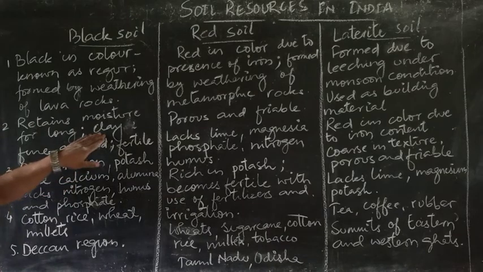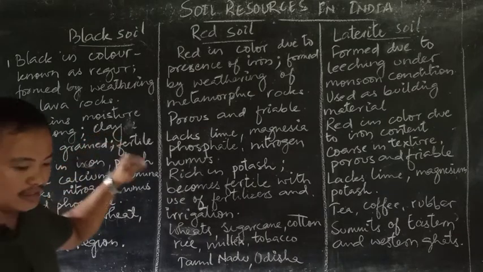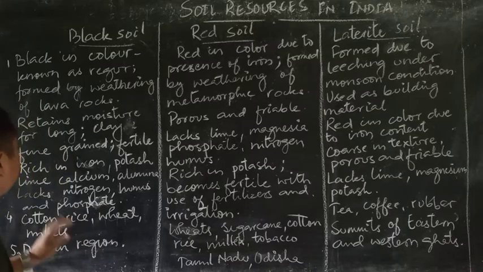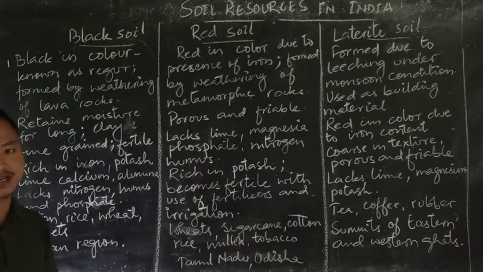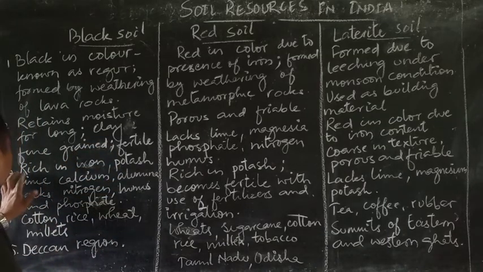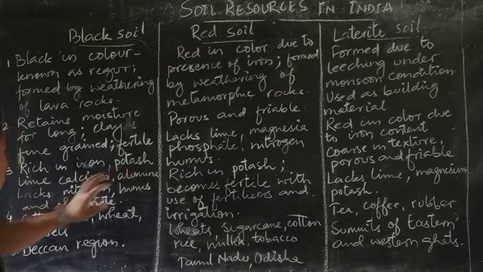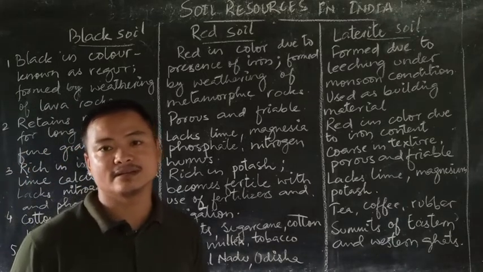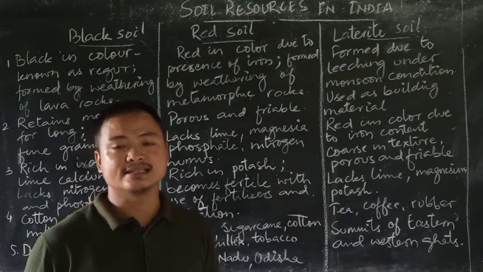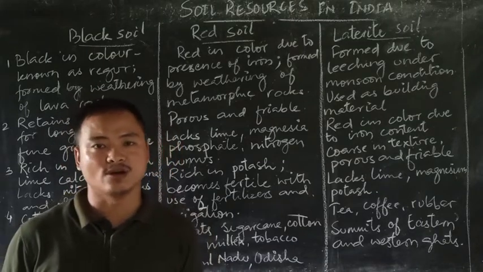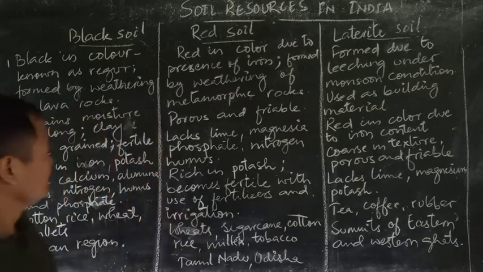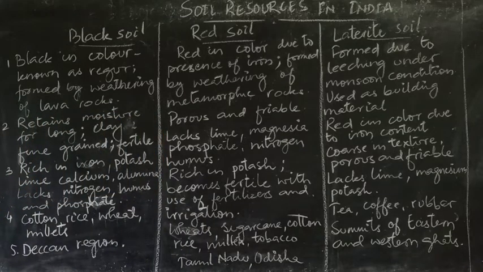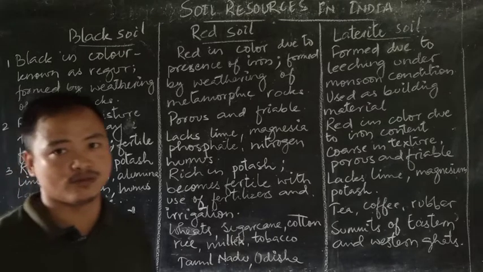And since the soil has high water retention capacity, it is quite clayey. The clay percentage is almost 60% in the soil. The soil is rich in iron, potash, lime, calcium and alumina, and lacks nitrogen, humus and phosphate. These are its chemical composition. Since it lacks humus, that is organic matter, this is also one of the reasons that its fertility is slightly lesser as compared to alluvial soil.